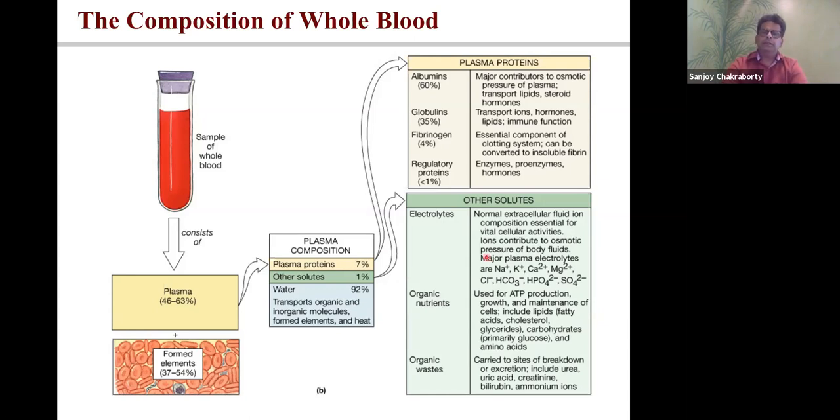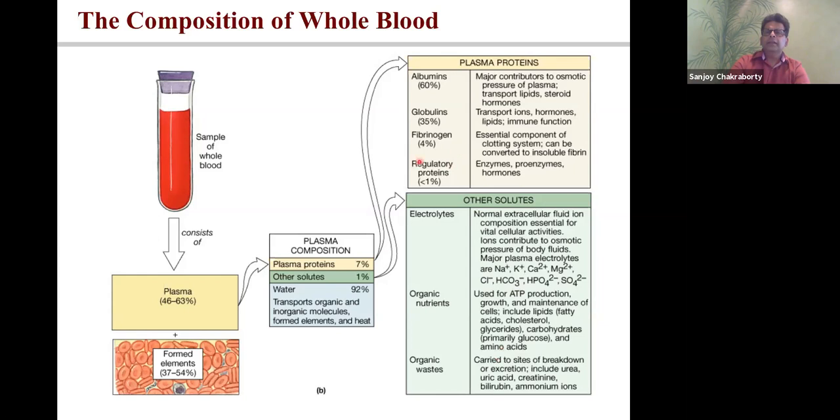Obviously, it's not possible to memorize all these names, but getting an idea of what the other solutes are is good. Now, coming back to protein, we are going to focus on three major proteins in the plasma, although most books divide them into four different types. Albumin is the most abundant, about 60% of the protein concentration. Then globulin, approximately 35%, and then fibrinogen, approximately 4 to 5%.